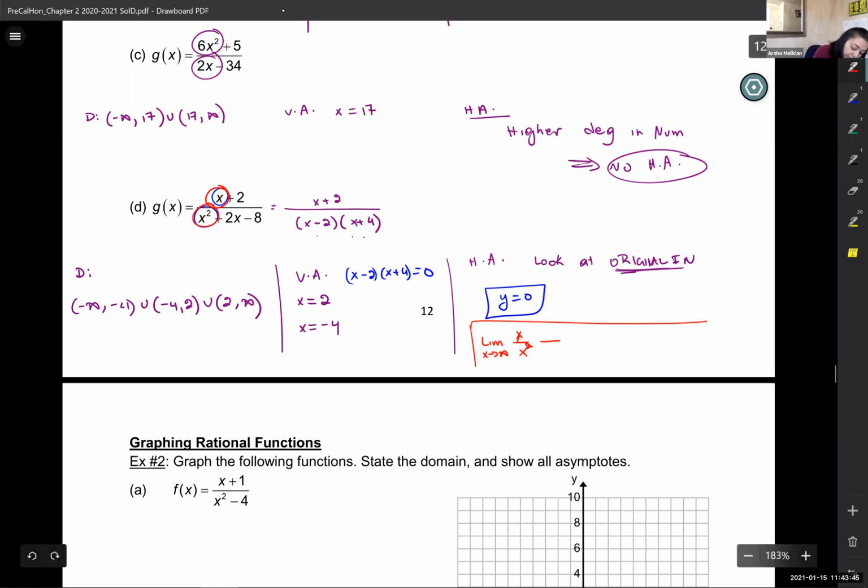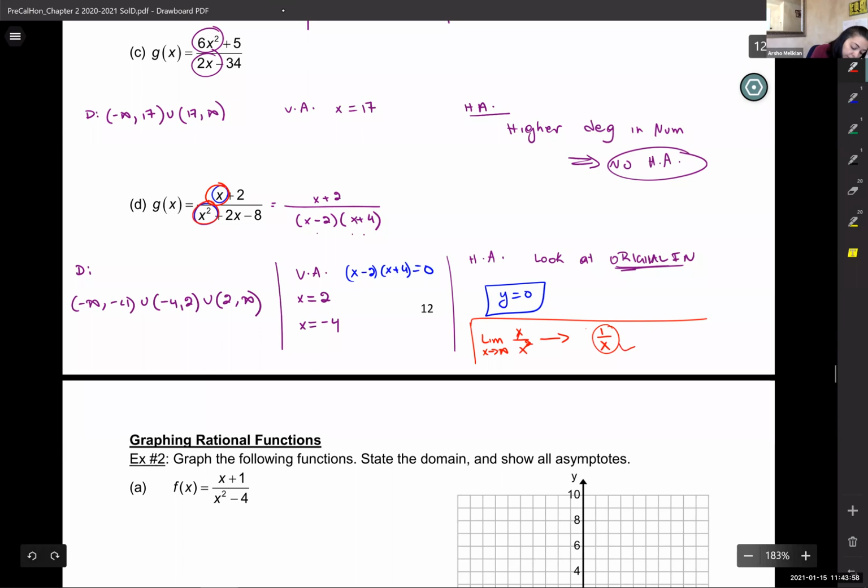That's like, right, when those cancel, what do you get? You get 1 over x. And what happens as x becomes infinitely large? The whole thing will get close to 0. That's where it comes from. That's why the asymptote is y equals 0. So it's not just a random thing.